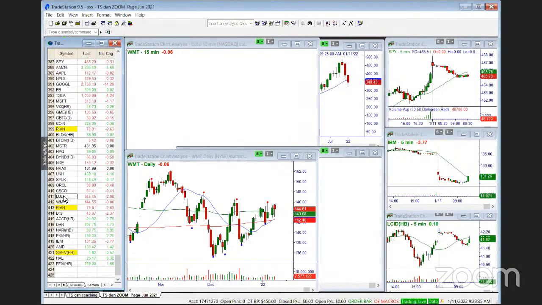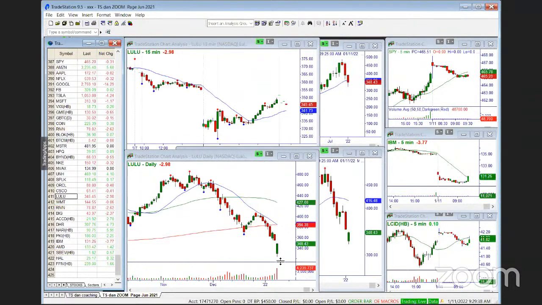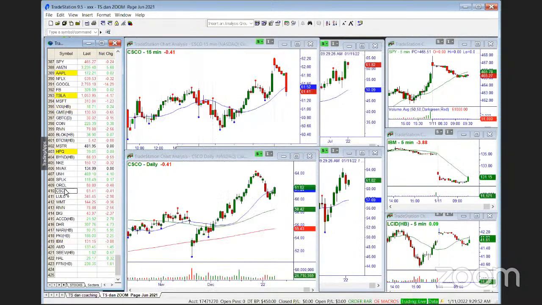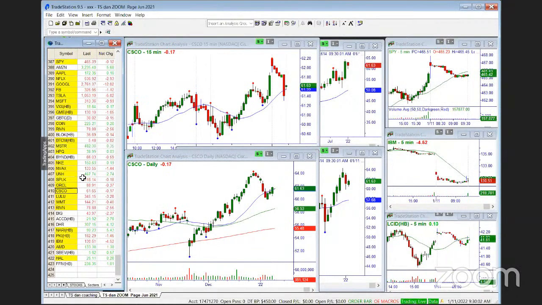Lulu has been getting hammered. I like the reversal bar. It's not a directional. I like the volume and the reversal, maybe a 30-minute high. We could consider a put spread on that just for Friday. Cisco made the turn here. I don't like the fact that it gapped up and it's getting slammed here. We'll come back to it though.